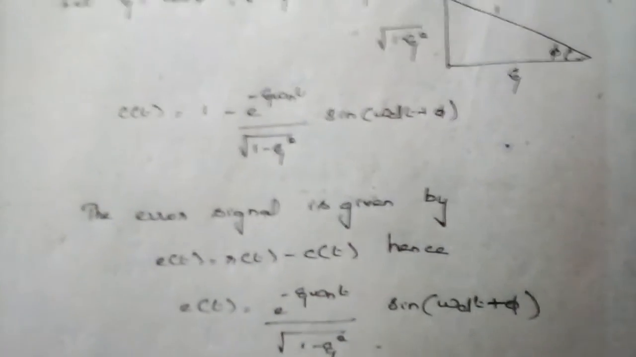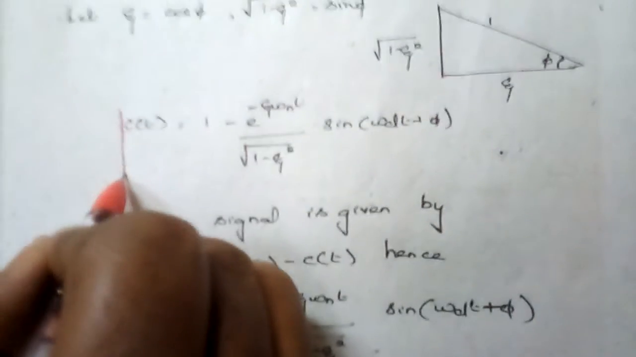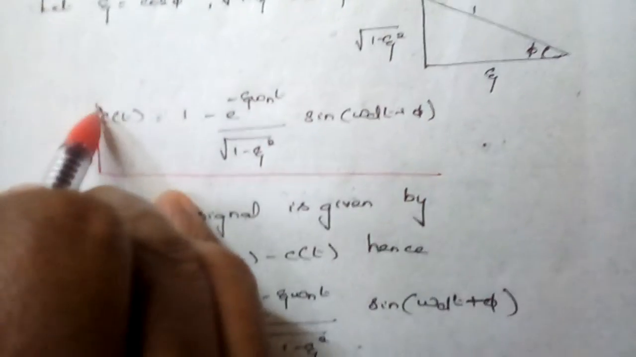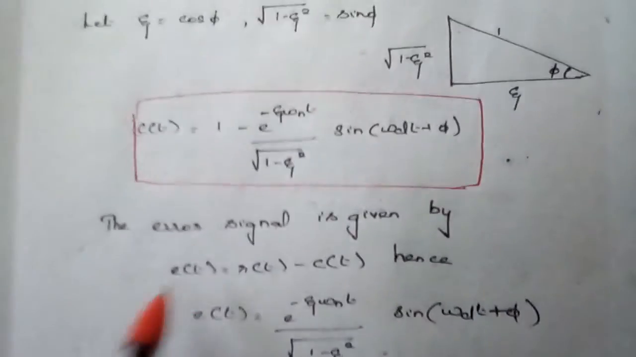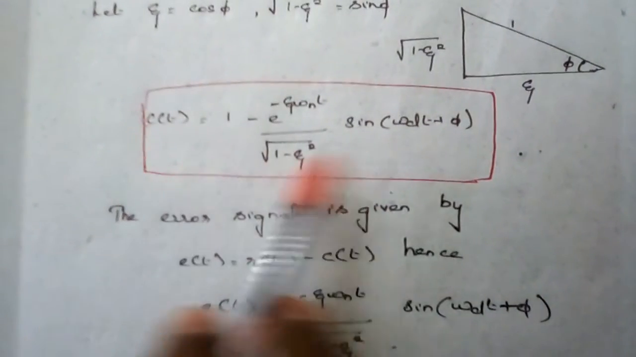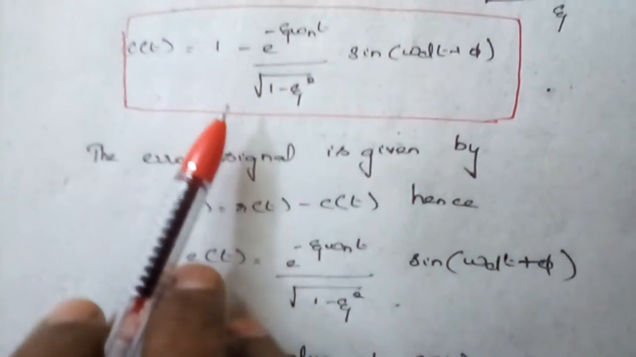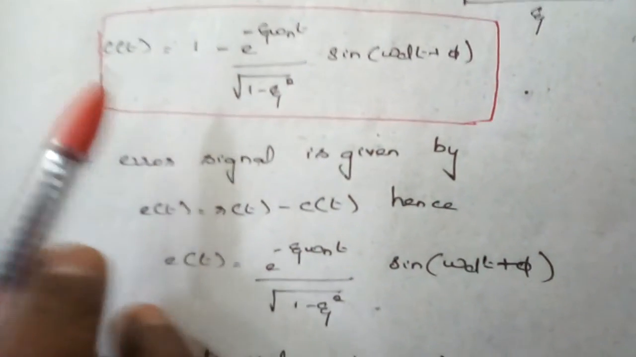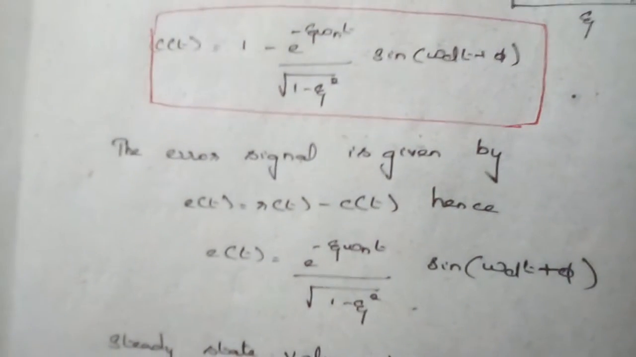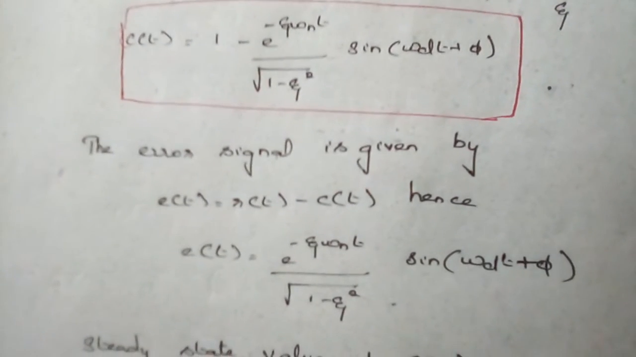I get the final expression as c of t, which is equal to 1 minus e power minus zeta omega n t by root of 1 minus zeta square sin of omega d t plus phi. So the expressions are very much important for the further calculations. Be thorough with the expressions of the time response with step input, ramp input, and parabolic input for the second order system, and also the time response of the first order system for step, ramp and parabolic.